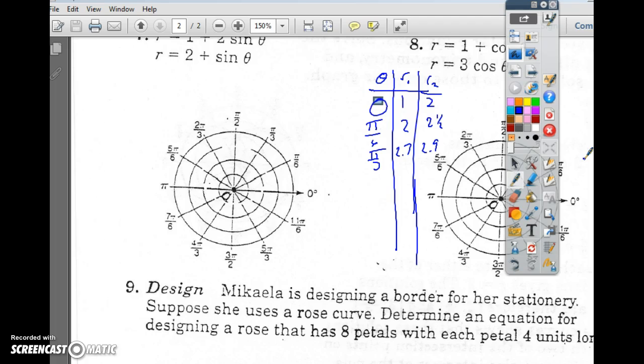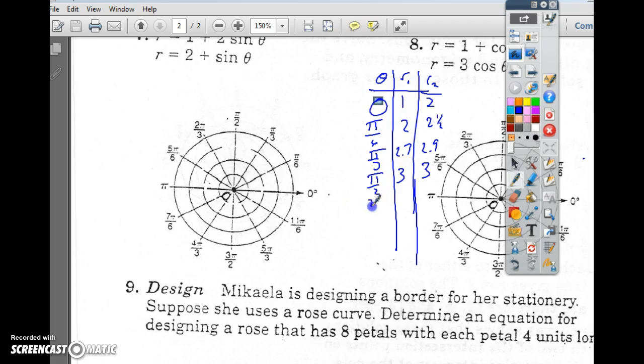And now I'm going to do pi over 2. Pi over 2, I've got 1, which gives me 3. By the way, I just found a point of intersection. That's going to be a point of intersection. We already got it. Not even working too hard.